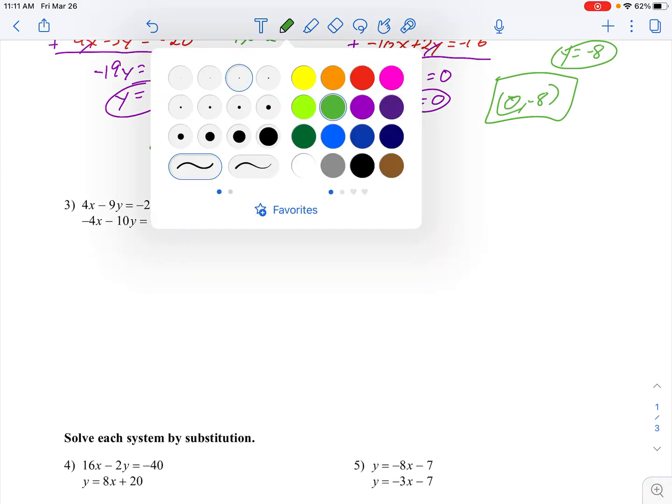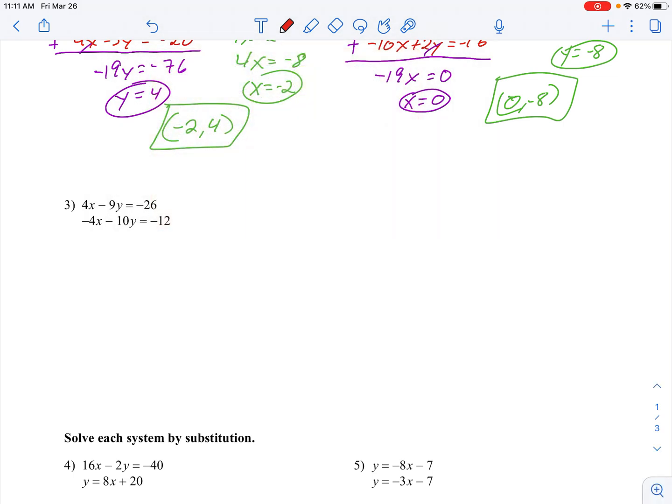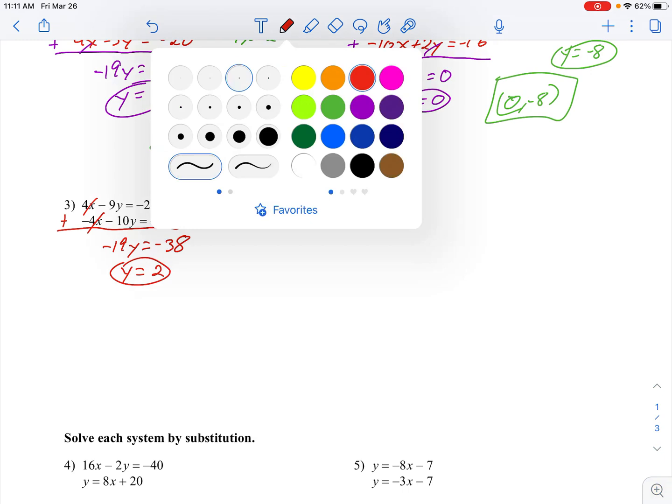Number 3. If I add these two equations together as is, this time the x's do eliminate. 4 minus 4 is 0. And I did not need to, on this one, multiply any of the equations by any number, because the x's were already good to go. Divide by negative 19 gives me a positive 2.